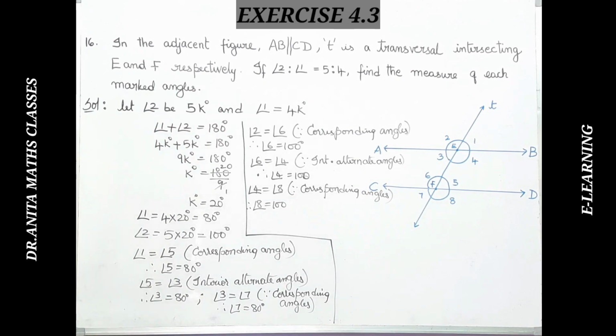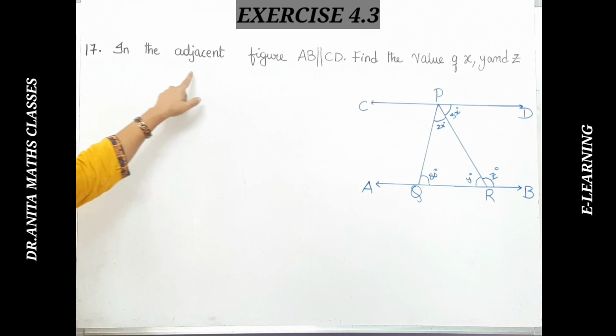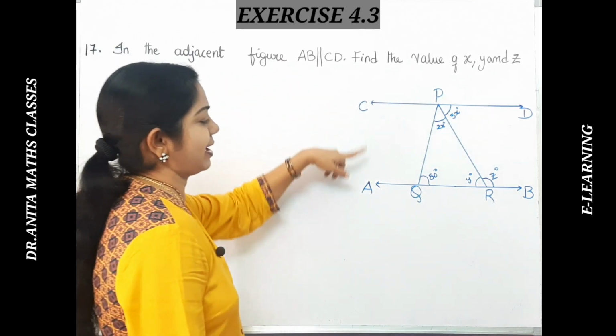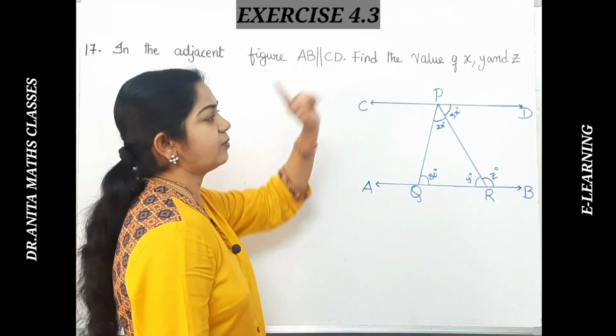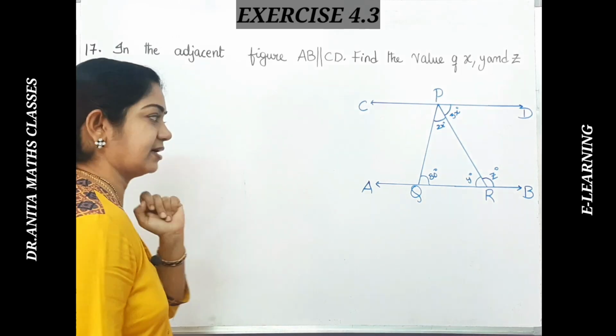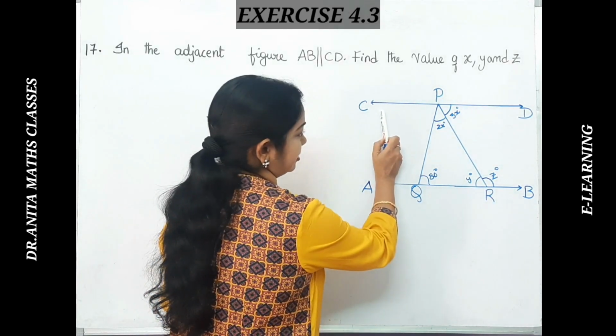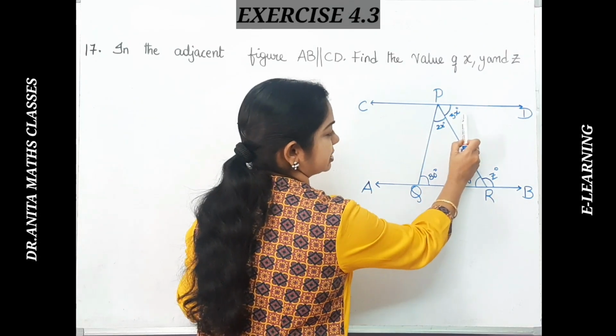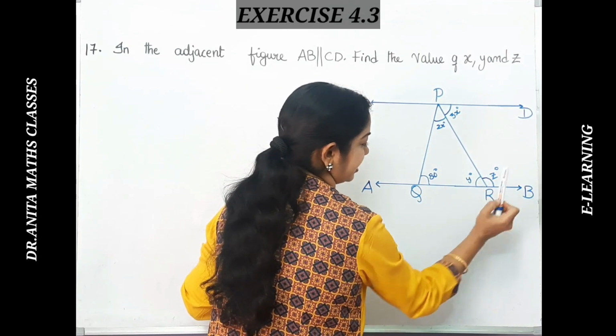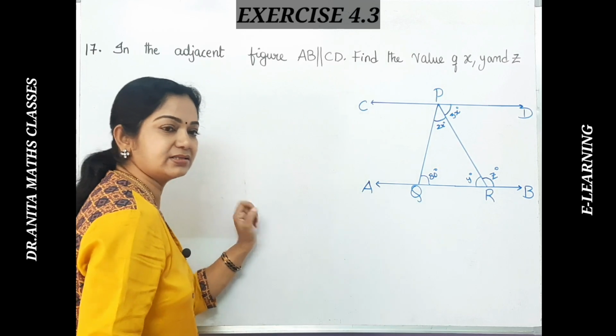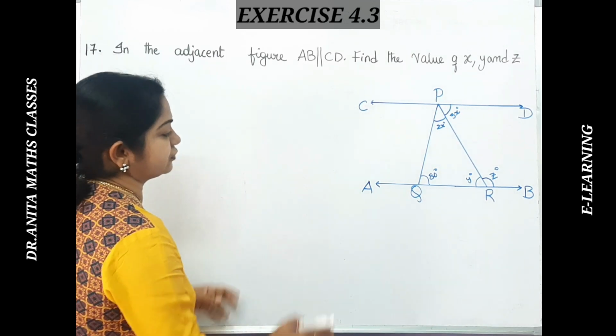Okay. Pause it and note it down. See the 17th problem. In the adjacent figure, AB is parallel to CD. Find the values of x, y and z. See here, if you observe the diagram, AB is parallel to CD. Here is 2x, 3x, here y, here z angle and here 80 degrees. This information is given.